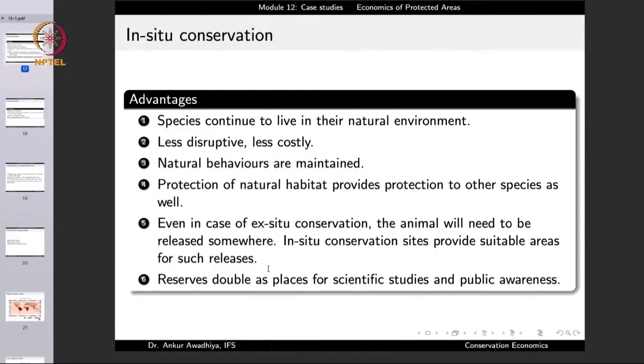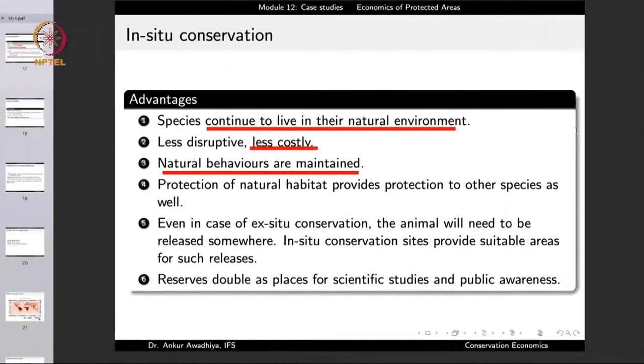So all different kinds of active management are also done in these areas. It provides several distinctive advantages. The species continue to live in their natural environment, which means that the natural behaviors are maintained in these areas. Then this is less disruptive, and more importantly, it is less costly, because the only cost that is involved is doing a legislation to designate these areas as protected areas and probably do a bit of protection, a bit of habitat planning. You do not have to set up facilities such as a veterinarian's office or an OT or cages for individual organisms. You do not have to bring in food from outside to feed these organisms and so on. So it is much less costly as compared to an ex situ conservation facility.